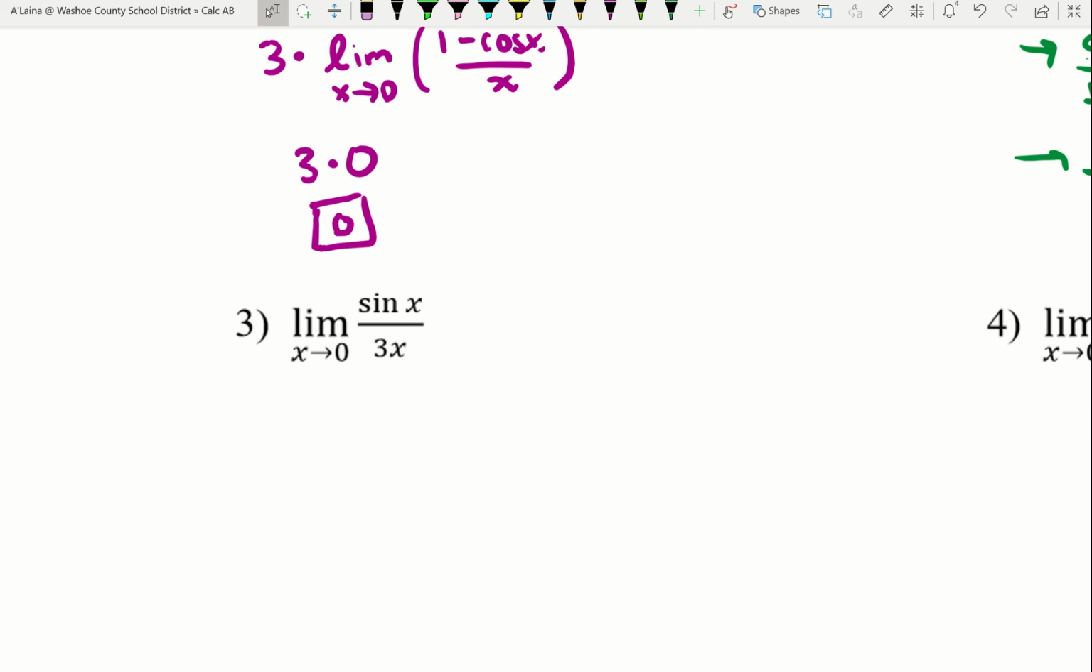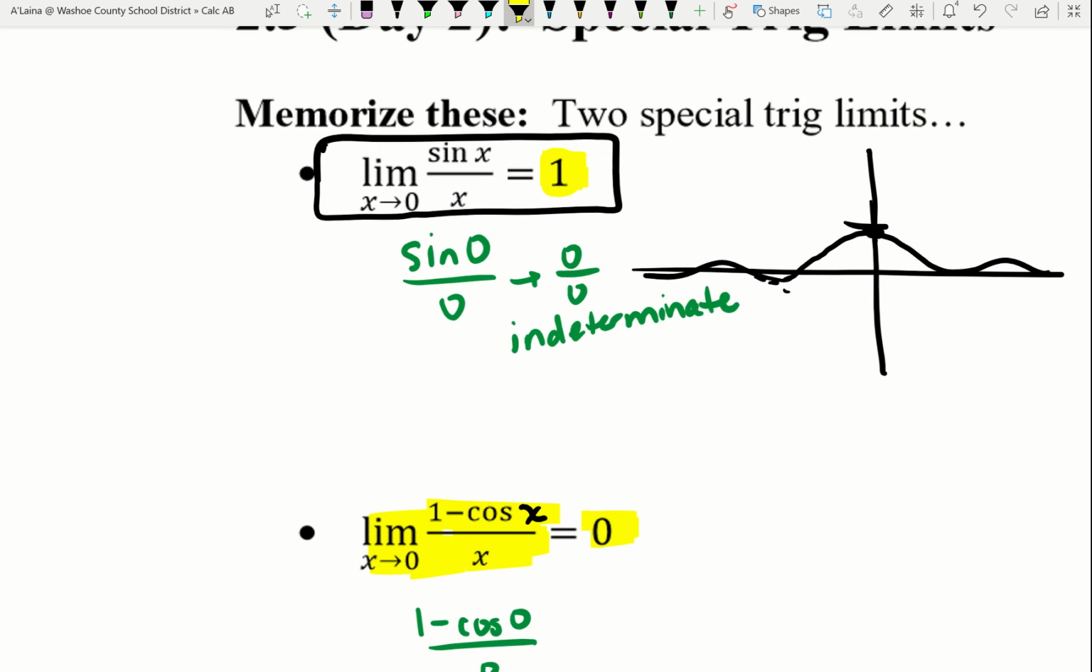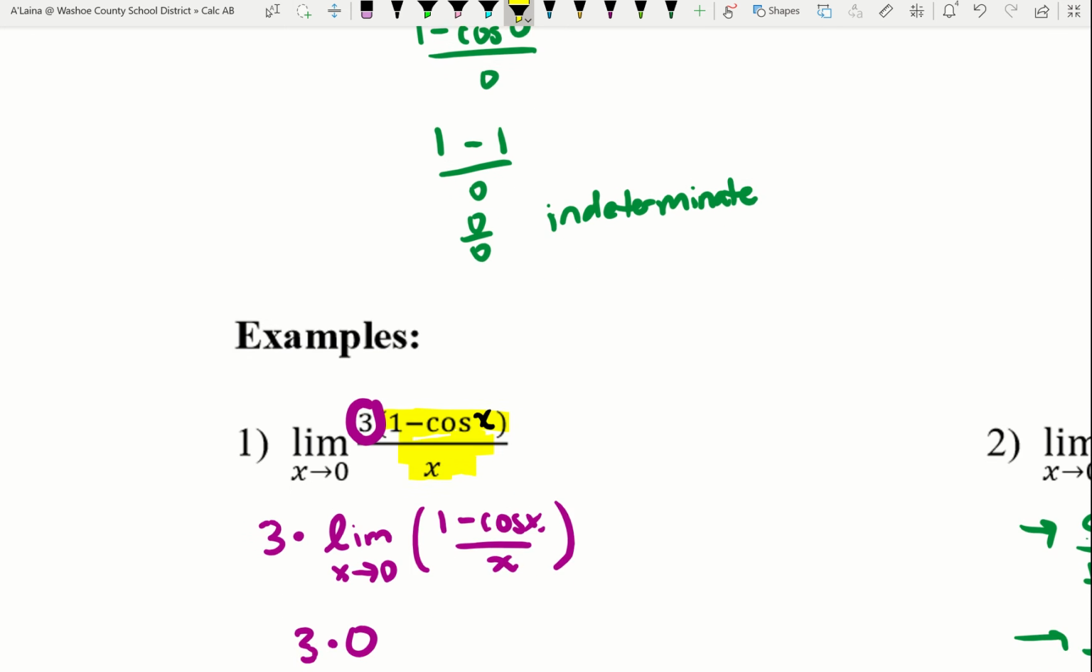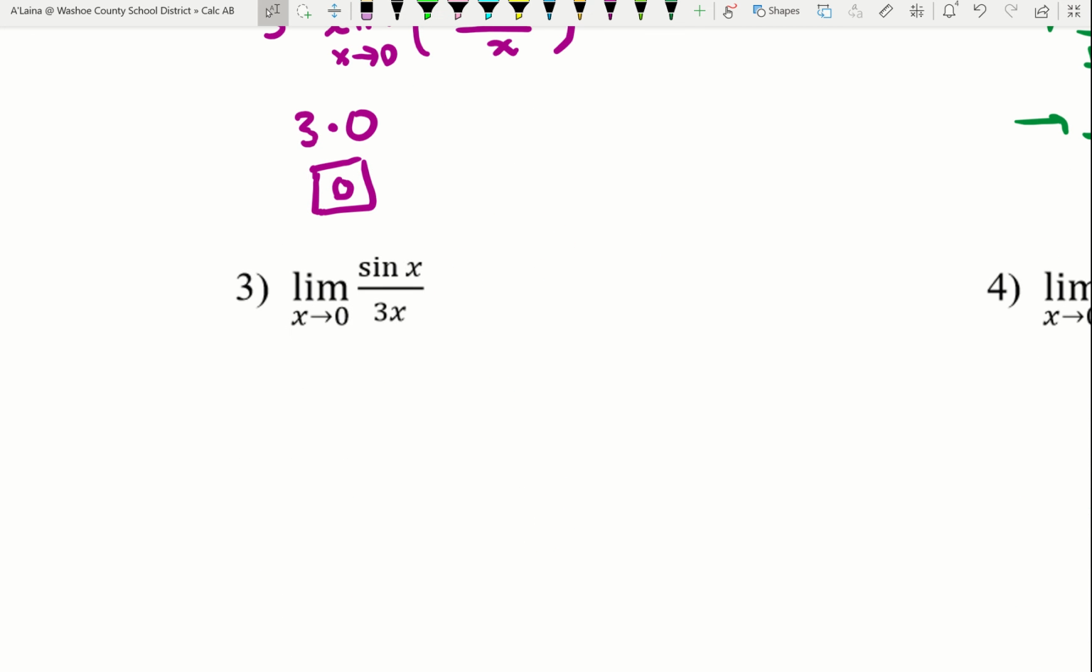So what I'm noticing as I look at this problem is that it is very, very similar to the first special limit that we were supposed to memorize, the sine of x over x. But this is sine of x over 3x. So I have this extra constant multiplier on the denominator. We could think of this as a 1/3, if you'd like. So really, I'm going to rewrite this as 1/3.